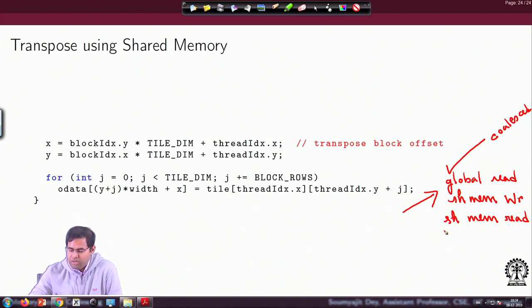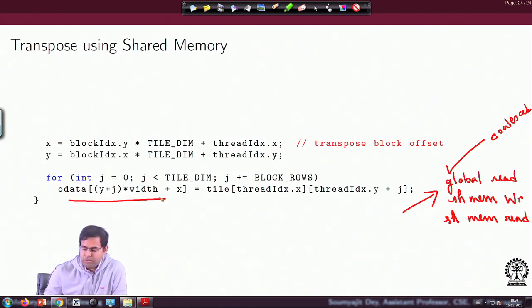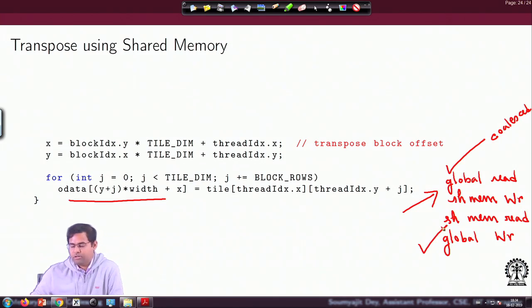So these are not coalesced, but as a byproduct of this double flipping, when I write to the global memory, that is also coalesced. So I do a global write, which is again coalesced. The good thing about this two-level transpose is that in between I have used the shared memory, but I have used it in a very intelligent way.